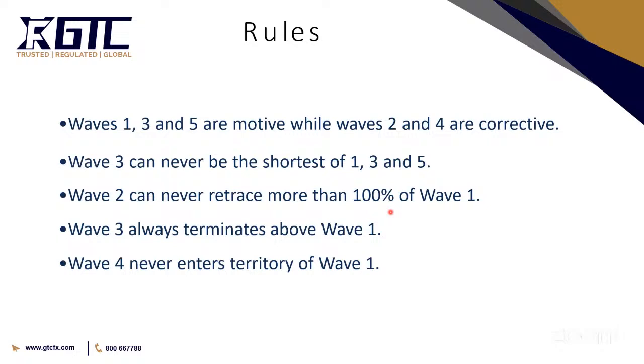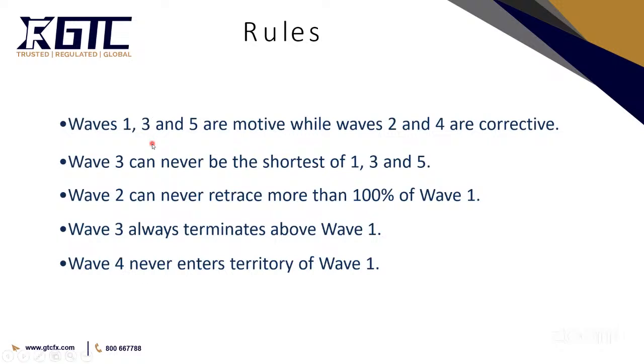Rule number 3, wave 2 can never retrace more than 100% of wave 1. That's a very simple rule. And wave 3 always terminates above wave 1. That's also very simple. Now, wave 4 never enters the territory of wave 1. This is a rule which is applicable for impulse waves. Impulse is one of the motive structures which we will discuss in the next session.